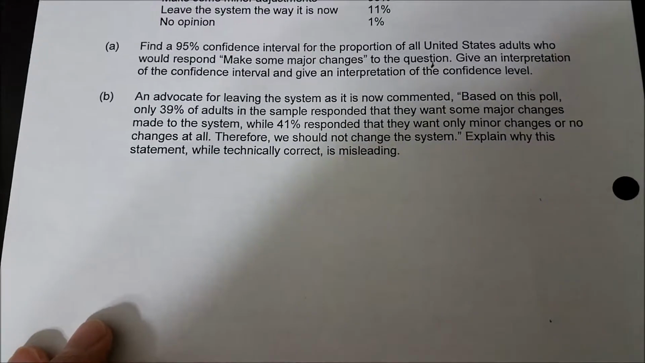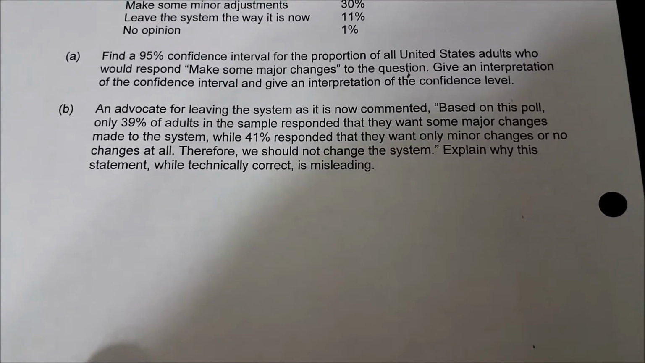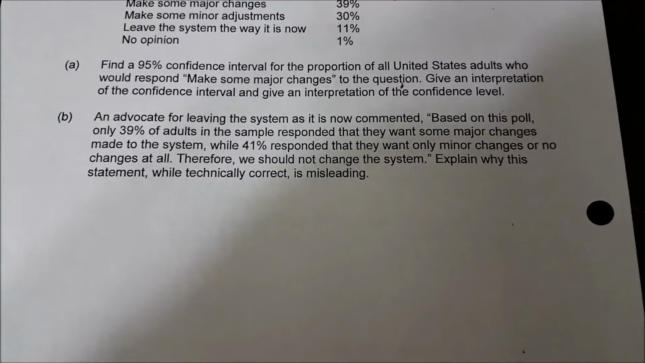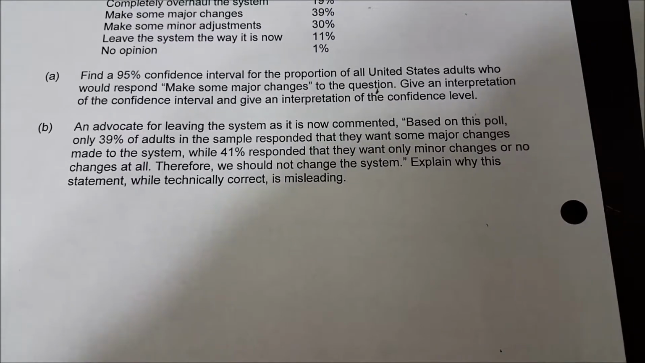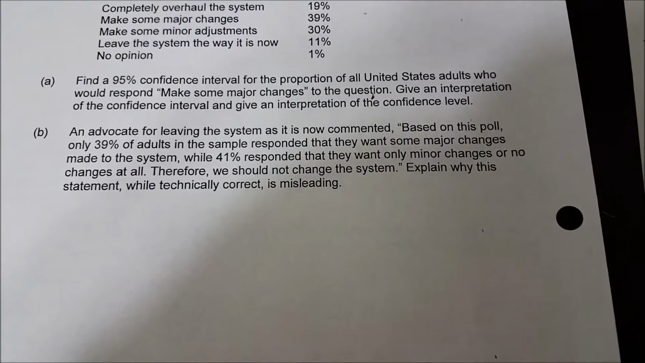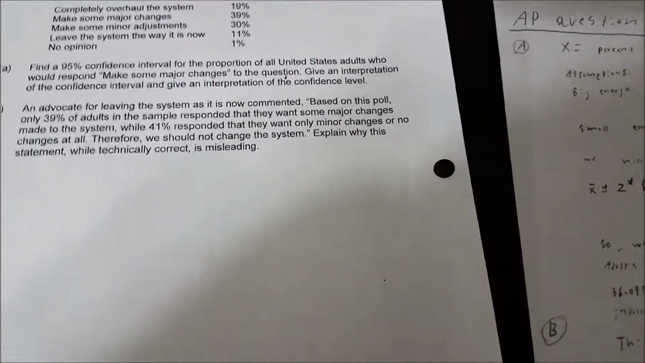Alright, and for B, it says an advocate for leaving the system as it is now commented, based on this poll, only 39% of adults in the sample responded that they want some major changes made to the system, while 41% responded that they only want minor changes or no changes at all. Therefore, we should not change the system. Explain why this statement, while technically correct, is misleading.